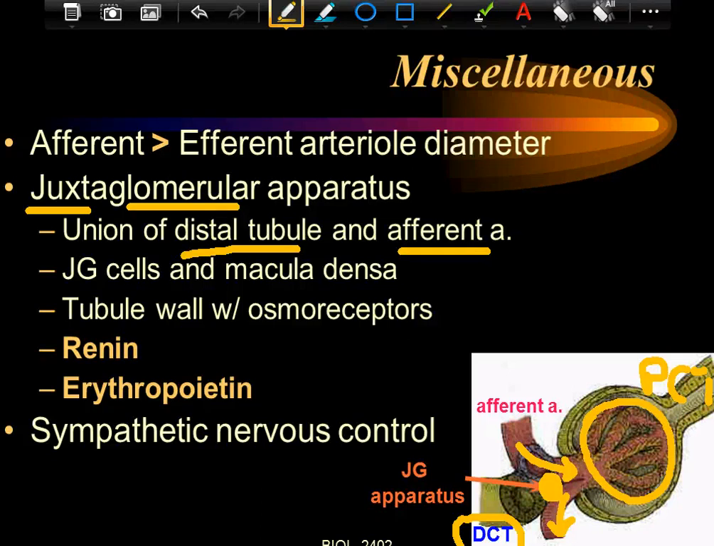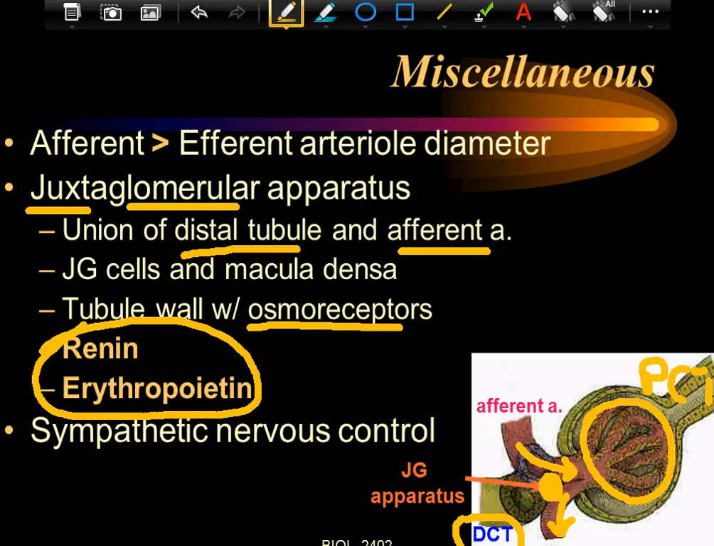And there are a couple of important things here. There's some osmoreceptors right there. They're monitoring osmotic pressure, water content, solutes. And this thing also makes two hormones that you know about. We're going to really hit renin this time also. Renin for blood pressure control, and erythropoietin, of course, has to do with red blood cell production. And you can actually, not you, but your brain can control diameter of the afferent arteriole and efferent arteriole. It's under the control of sympathetic nervous system.